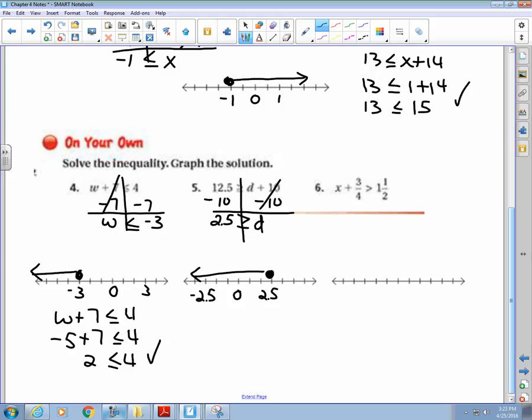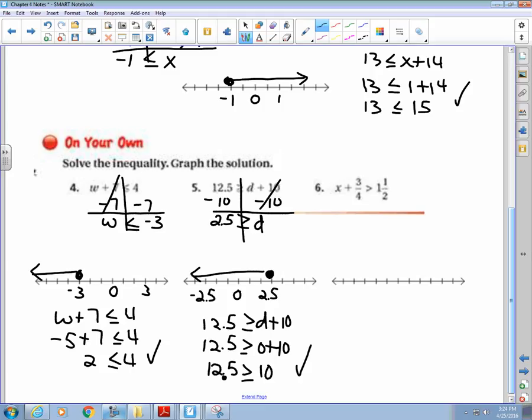Now, let's check and see if I went the right direction with my arrow by taking a number to the left of 2.5 and plugging it in. I'm going to start with 12.5 is greater than or equal to D plus 10. I'm going to use 0. That's to the left of 2.5, and that's an easy number to use. I'll plug that in. 12.5 is greater than or equal to 0 plus 10, and I'm going to simplify. 12.5 is greater than or equal to 10. 12.5 is greater than 10, so that works.